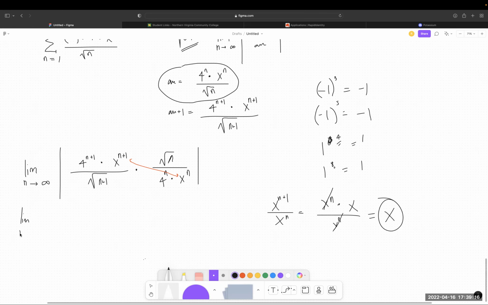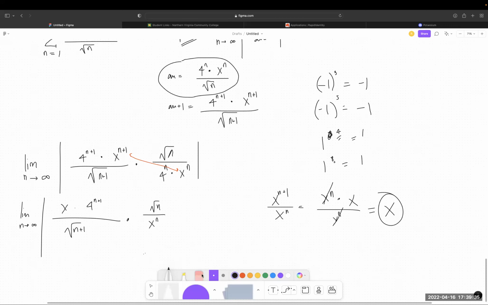So all things equal, we are left with the x in the top, and then we have that 4 to the n plus 1 there, and we have that under root n plus 1 here, and it's all multiplied by under root n divided by x to the n. Or actually, we canceled that out, didn't we? So there's really nothing there. It's just n. Because we canceled this out, right? You're left with an x in the denominator.